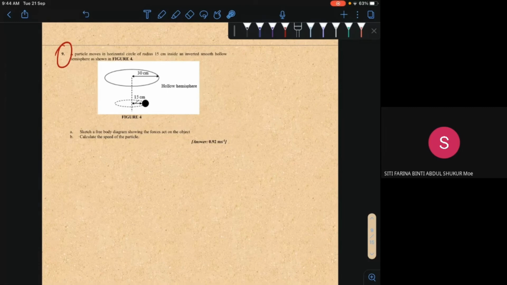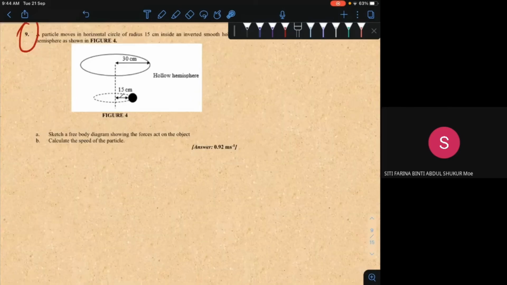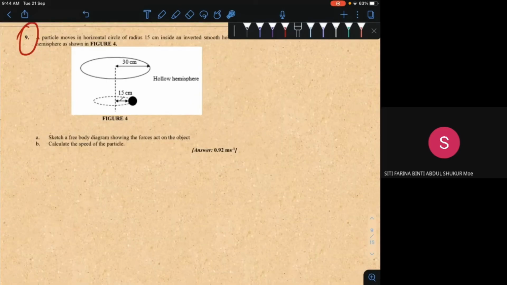Saya harap kamu masih bersama saya walaupun hujan semakin lebat. Saya tak tahu lah dekat tempat kamu, tempat saya dah semakin lebat hujan. So jangan tidur. Please stay with me. Okay, Miss. Okay, Miss.